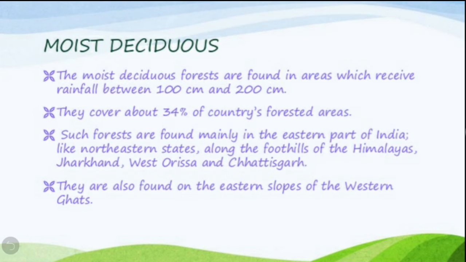First we'll see what we mean when we say moist deciduous forest. These type of forests are found in areas where rainfall is between 100 centimeter and 200 centimeter, and they cover almost 34% of the country's forested areas. They are mainly found in the eastern part of India, like northeastern states, along the foothills of the Himalayas, Jharkhand, West Orissa and Chhattisgarh. They are also found on the eastern slopes of the Western Ghats.